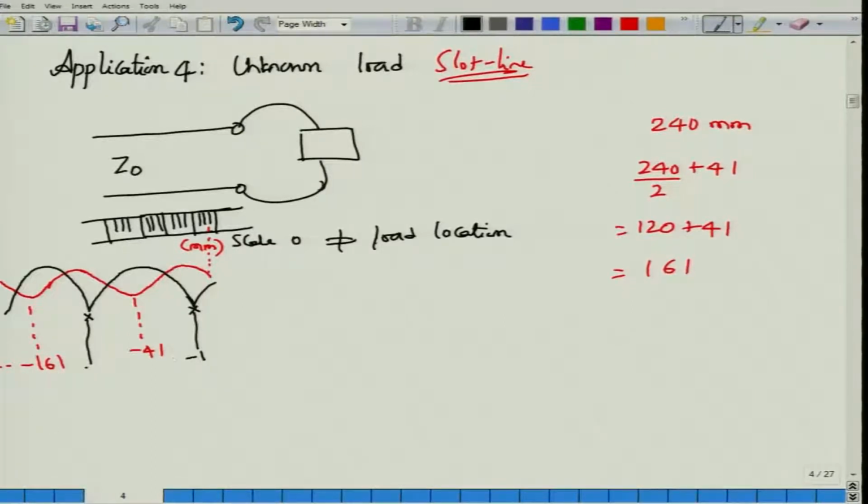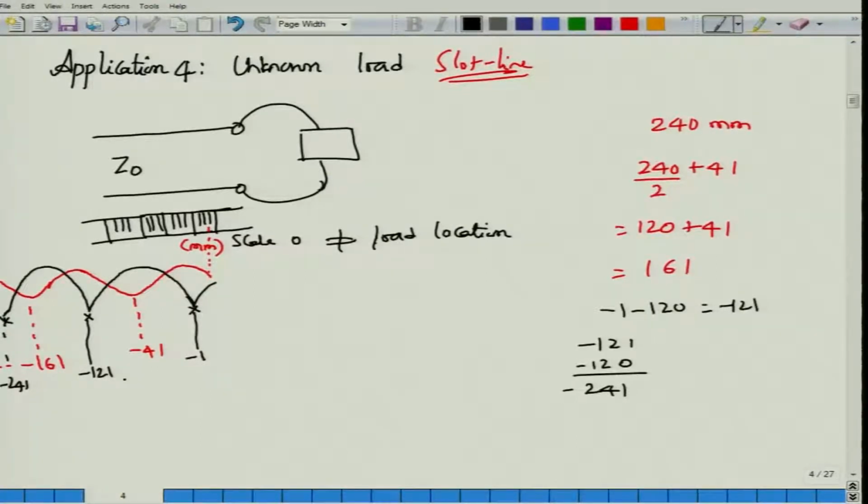Of course, the next null must occur at minus 1, minus 120, that is minus 121. So, this must occur at minus 121 mm and so on. Again one more at minus 121, minus 120, that would be minus 241. So, I will again have one more minima at minus 241. These are the different locations with a short circuit where I am able to find the minima.